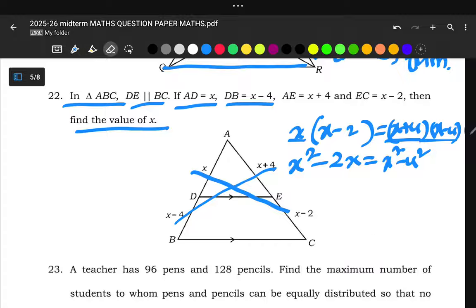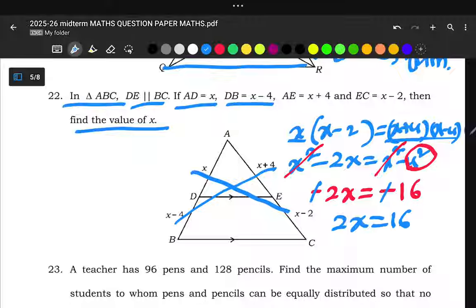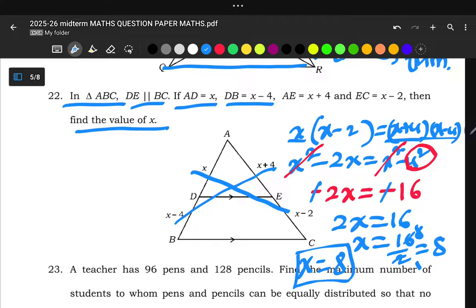Now solve the equation both sides. See, now x square and x square cancel each other, and here now minus 2x is equal to minus 4 square, that is 16. Now cancel minus both sides, and now 2x equals 16, which means x is equal to 16 by 2. How much is it? 8. It means the value of x is equal to 8. Okay, this is the answer.